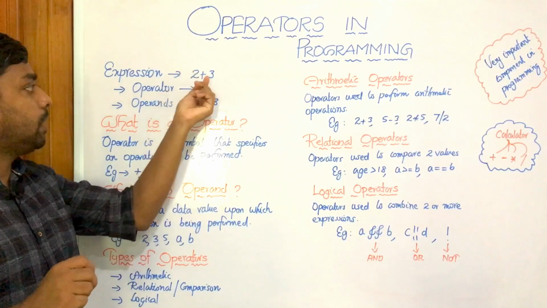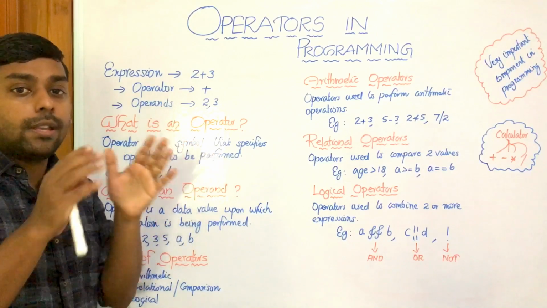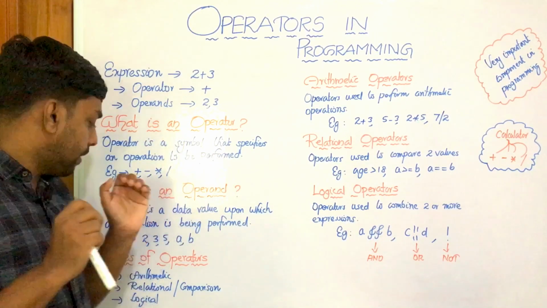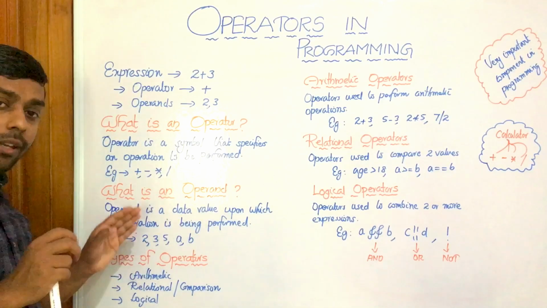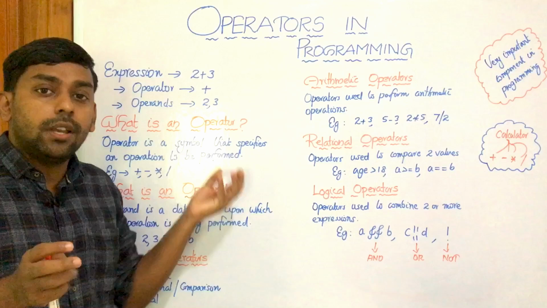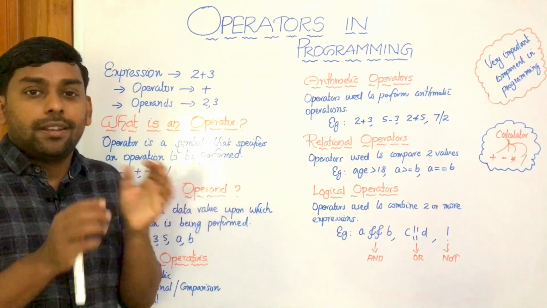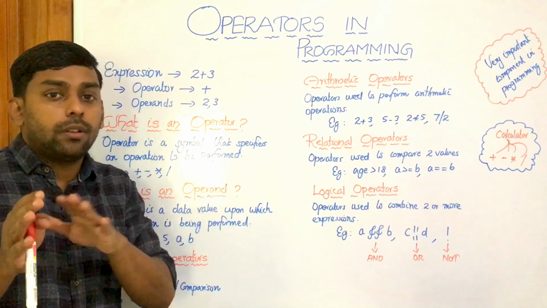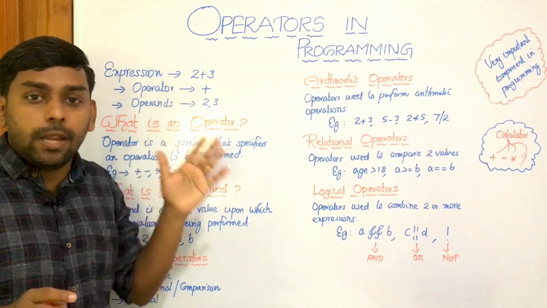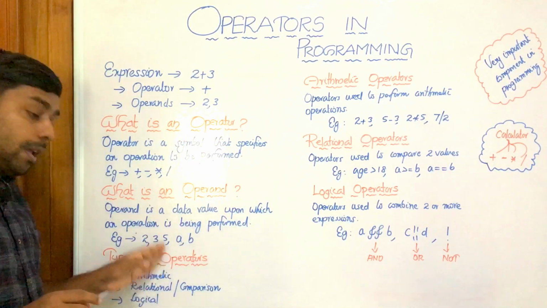So based on 2 plus 3, an expression, we have defined both the terminologies, operator and operand, right? Yes. So now let's look at the different types of operators. Of course, you have to make use of operators in any programming. That means any kind of software, you will have to use these operators. So the operator is very important, vital in any programming language, right? Yes. So now let's look at types of operators.